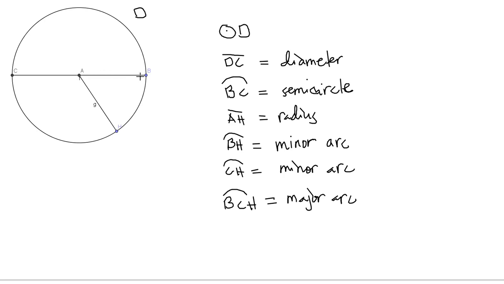The diameter is always from one side to the other side through the center. How about if I'm going to draw a line from one side to the other side, but it is not going through the center? Then we will have what we call the chord.